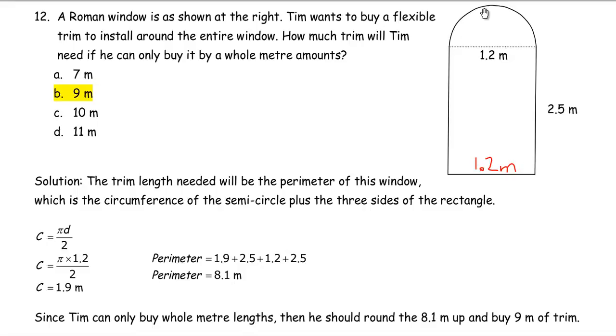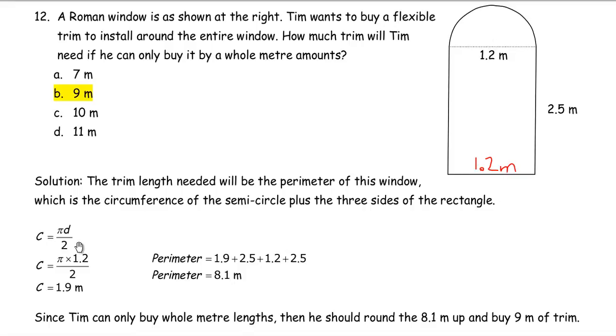So the trim is going around the semicircle, or half the circle, and then these three sides. So that's the perimeter that we need to figure out how much trim Tim needs. The trim length needed will be the perimeter of this window, which is the circumference of the semicircle plus the three sides of the rectangle, not including this side. We just need that calculation for the semicircle.